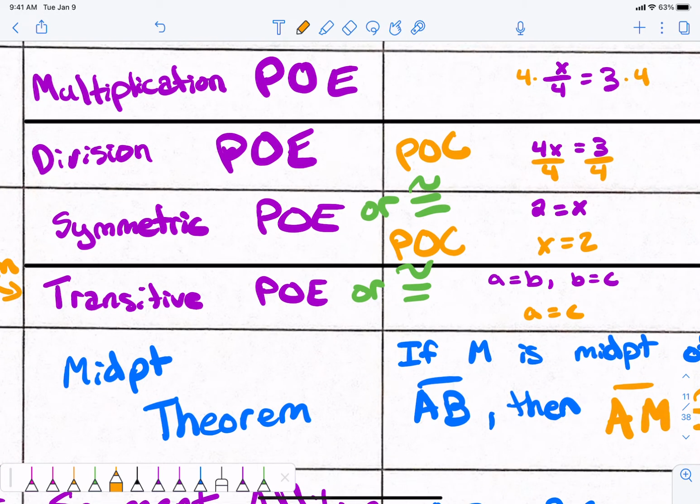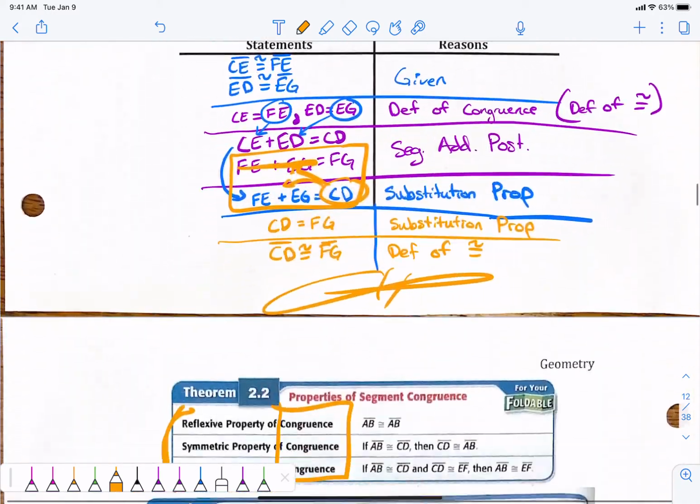Yeah, transitive and symmetric. Property of congruence. Okay, so we don't have to rewrite them down twice on your blue sheet. We can just write property of congruence. All right, good. One more thing, but we're not going to add it right now. Let's go to the proof.